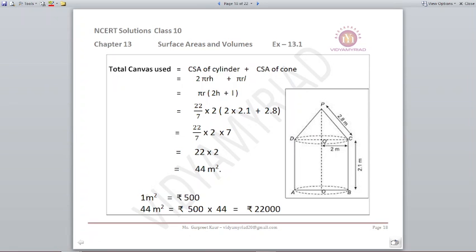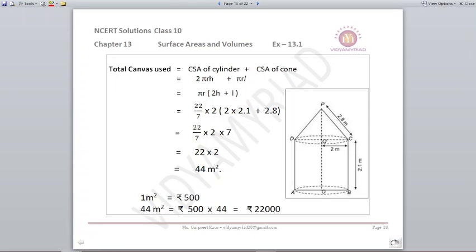Now, the total canvas that will be used will be the curved surface area of the cylinder as well as the curved surface area of the cone. So, 2 pi RH plus pi RL, we have all the information with us. So, pi r can be taken common, inside will be 2h plus L. On solving, total canvas used will be 44 meters square.